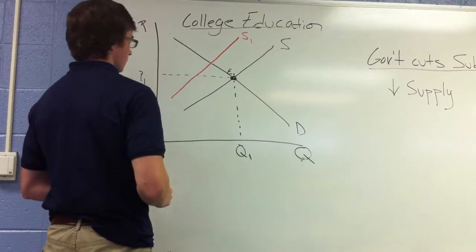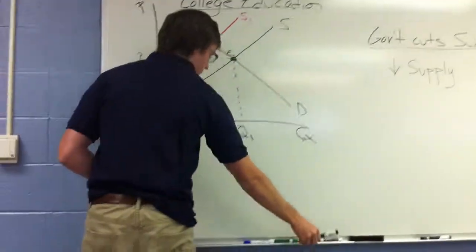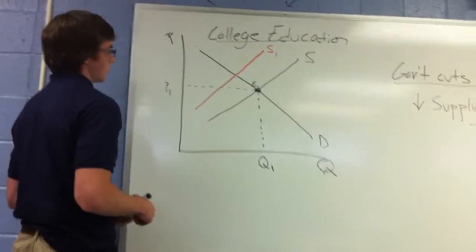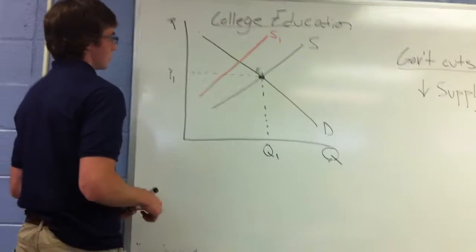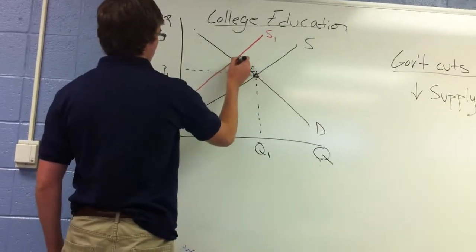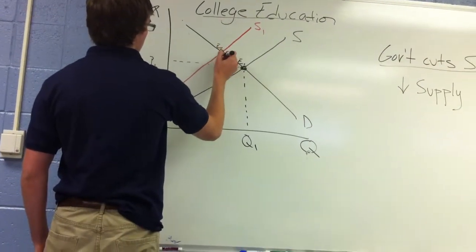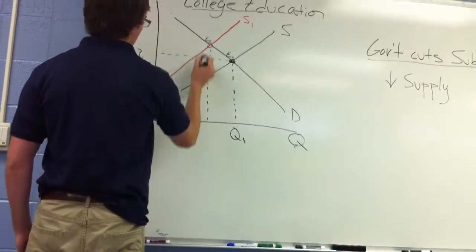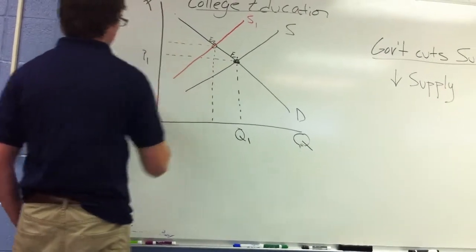So what happened in the market? The government cuts subsidies, right? That's a non-price determinant of supply. That causes the supply to decrease and shift to the left. So now we have a new equilibrium. We're going to label this creatively E2. And what's the new price-quantity relationship at E2? Right? So here's Q2, here's P2. So let's label those.